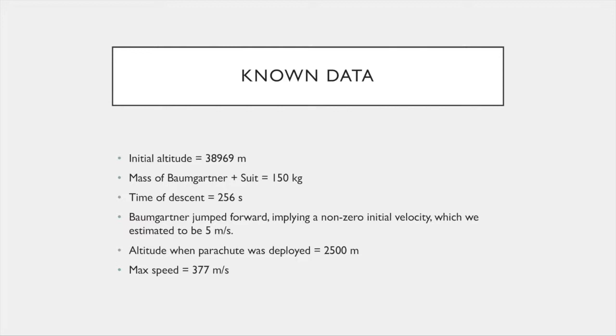Let's take a look at some known data from Felix Baumgartner's jump. His initial altitude was 38,969 meters. The mass of Baumgartner plus his suit was 150 kilograms. The time of his descent from the moment he jumped to when he deployed his parachute was 256 seconds. Baumgartner jumped forward, implying a non-zero initial velocity, which we estimated to be about 5 meters per second. At 2,500 meters, he deployed his parachute. The max speed he achieved was 377 meters per second.